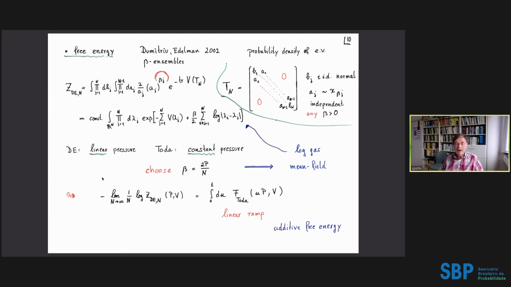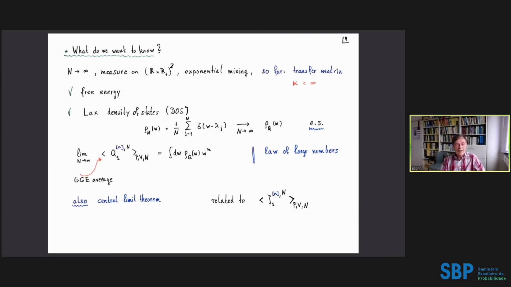Okay, so now I want to tell you one thing which I'm proud of, because I discovered this myself and somehow got the whole story going. So let me just use a little bit of time to explain this. Now we want to compute, let's say, something like the free energy.